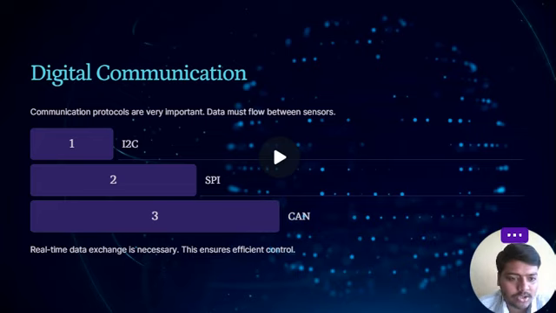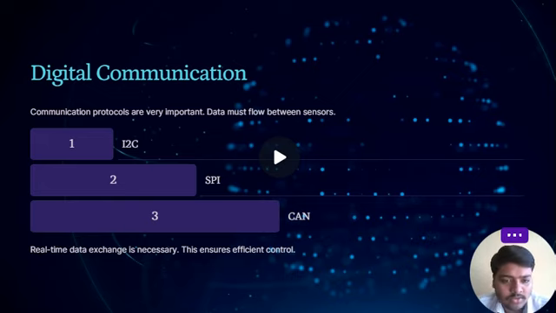Let's talk about digital communication, a key part of any control system. In a control system, sensors, microcontrollers, and actuators all need to talk to each other. Communication happens through protocols, which are just rules for how data is sent and received.